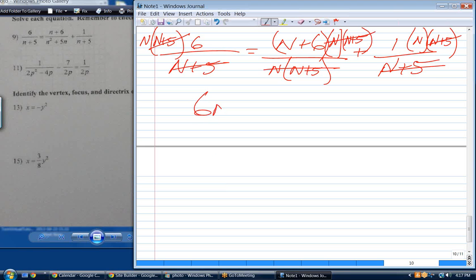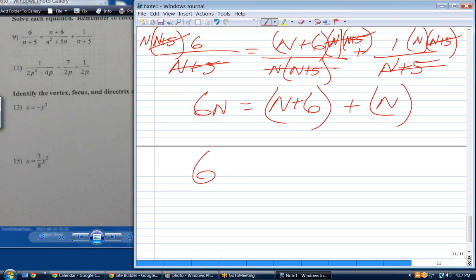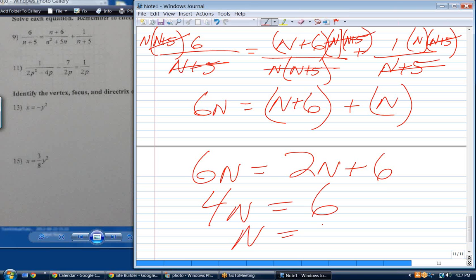I've got 6n on the left. I've got n plus 6 there. And I've got n there. Okay? Now I can solve it real easily. Subtract 2n from both sides, and n is equal to 6 over 4 or 3 over 2. And I only came up with one solution, so I don't have to consider extraneous solutions on this problem.